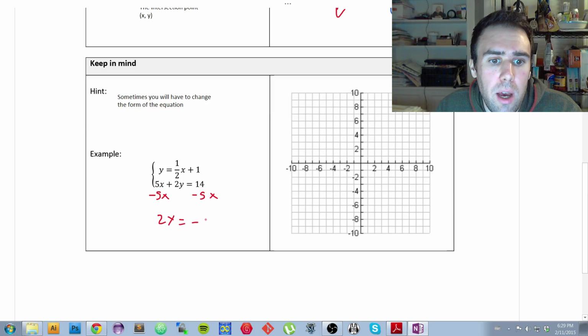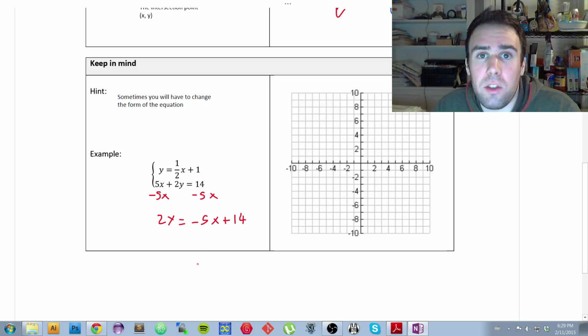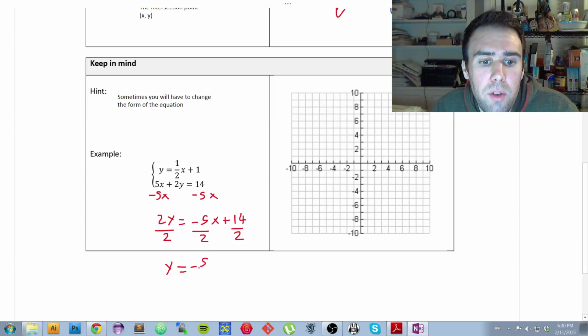But when you do that, they don't combine. So the 14 doesn't have any x's, so it stays separate. Right now we don't have a single y, we have two y's, and the 2 is being multiplied. To undo that multiply, we need to divide by 2. And this is where students often get caught up, is they forget to divide everything by 2. So they might remember, hey, I'll divide this by 2, but they won't remember to divide that by 2. And after that, we have negative 5 over 2x plus 7.